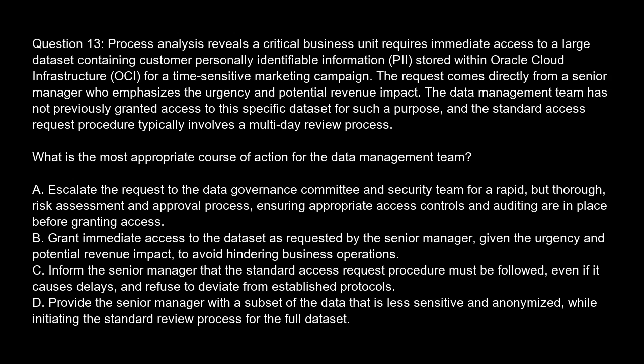Option A. Escalate the request to the Data Governance Committee and Security Team for a rapid, but thorough, risk assessment and approval process, ensuring appropriate access controls and auditing are in place before granting access. Option B. Grant immediate access to the dataset as requested by the senior manager, given the urgency and potential revenue impact, to avoid hindering business operations. Option C. Inform the senior manager that the standard access request procedure must be followed, even if it causes delays, and refuse to deviate from established protocols. Option D. Provide the senior manager with a subset of the data that is less sensitive and anonymized, while initiating the standard review process for the full dataset.